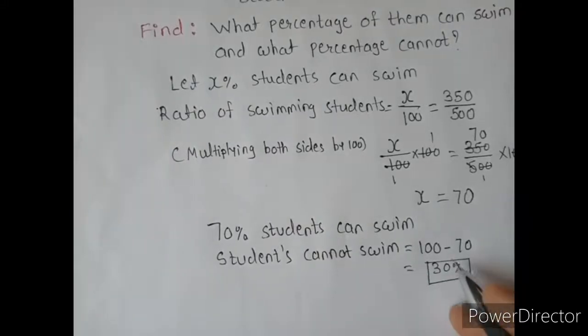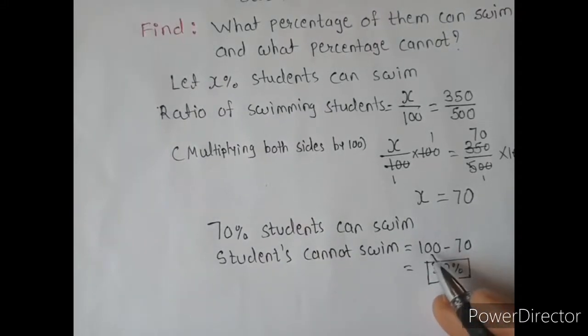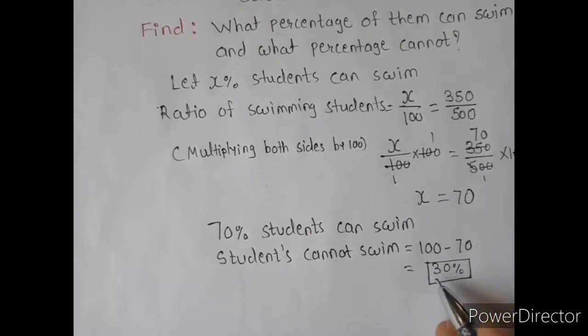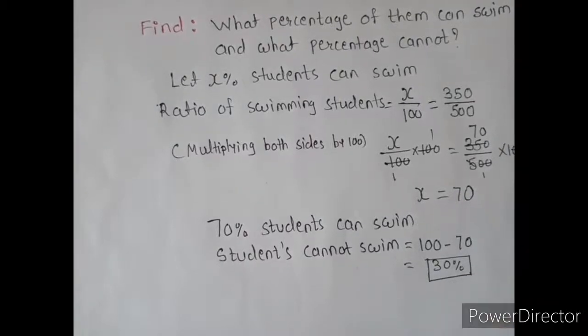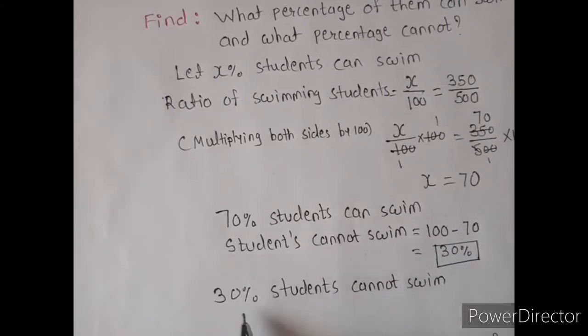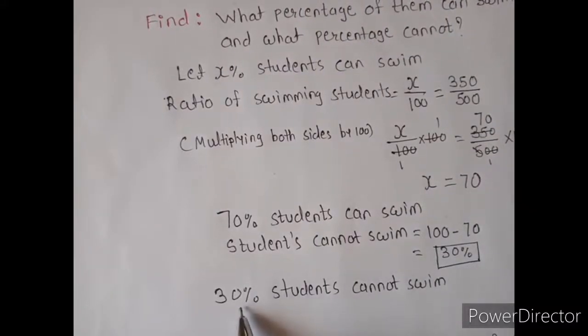30%. So out of 100% students, 70% students can swim. So if we subtract 70% from 100%, we get 30%. It means 30% students cannot swim. Write down the answer. In this way, you have to write down the answer: 30% students cannot swim.